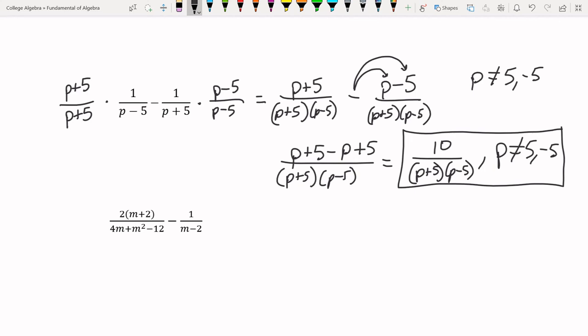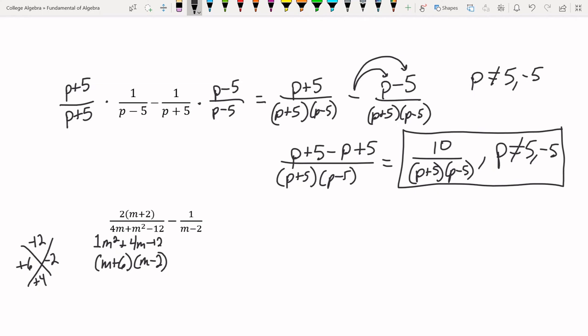Now the bottom one has a denominator that needs to be factored first. So let's do that. M squared plus 4m minus 12. That can be written as negative 12 plus 4. That gives us what? Positive 6 and a negative 2. Since a equals 1 here, we can immediately factor it to (m plus 6)(m minus 2).